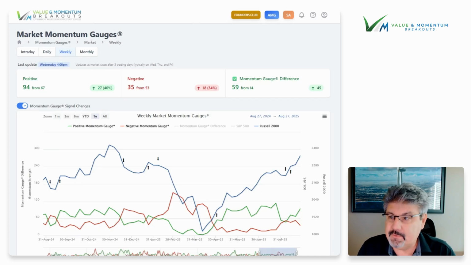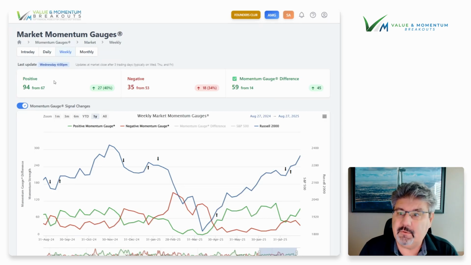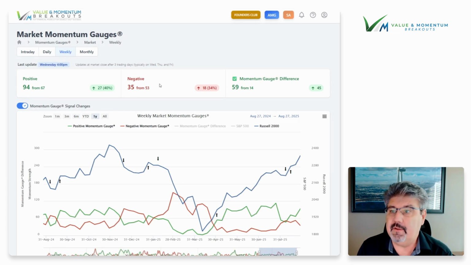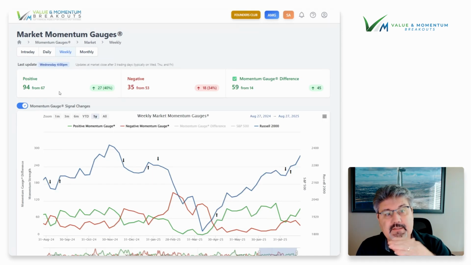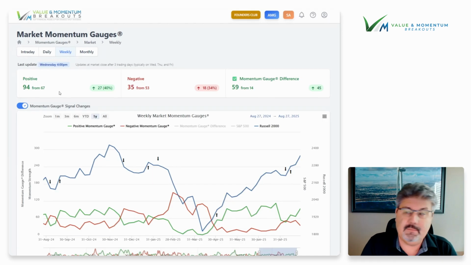And I said, well, that's a really good idea. Let's do that. And that ratio became the market momentum gauges, what you see right here. So this is the ratio right now of there are 94 stocks positive and there are 35 stocks negative. And it tells you directionally, is the market tilting more positively or is it tilting more negatively?